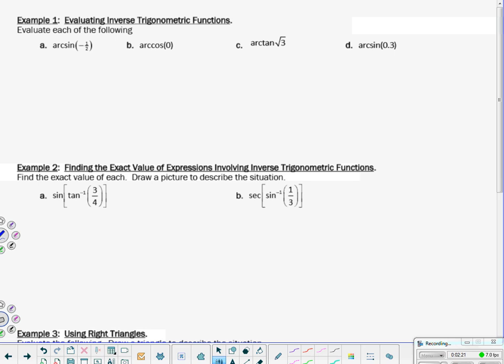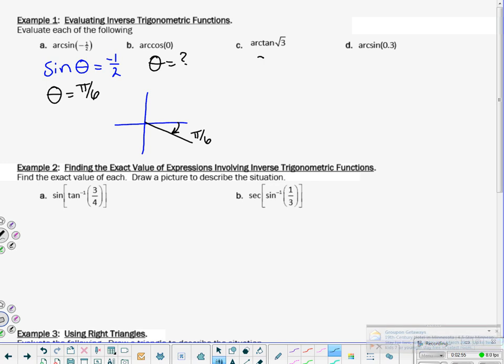So evaluate each of the following. Arc sine of -1/2. This question really is asking you, there is some theta. When I take the sine of theta, I get out an output of -1/2. Well, think about your unit circle, of course. -1/2 would happen down here at π/6, wouldn't it? Sine value would be. So the answer to this particular problem would be theta is -π/6. All of these are looking for an angle measure. What angle gives you these values?